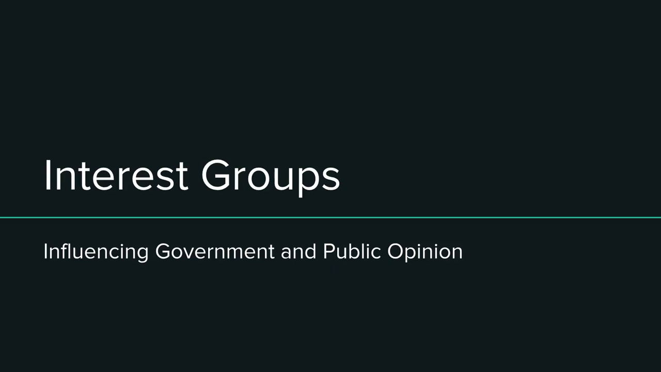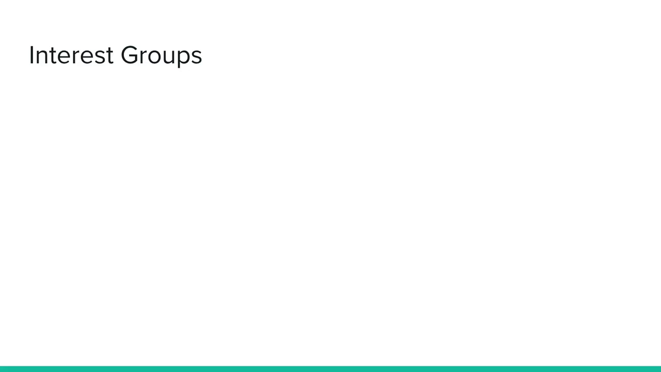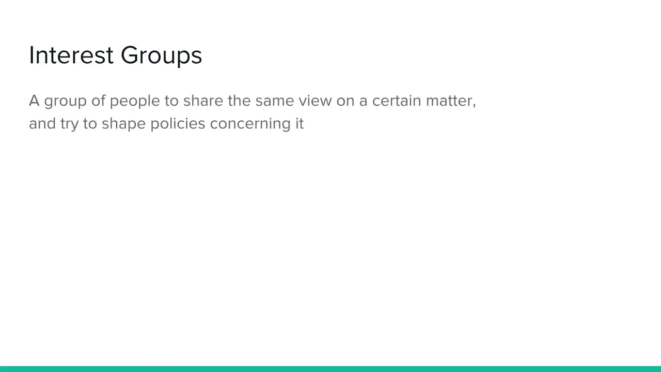In this video, we're going to look at interest groups, how they influence the government, and also public opinion. What is an interest group? A group of people who have the same interests. They share the same view on a certain matter, or they try to shape policies concerning that matter.